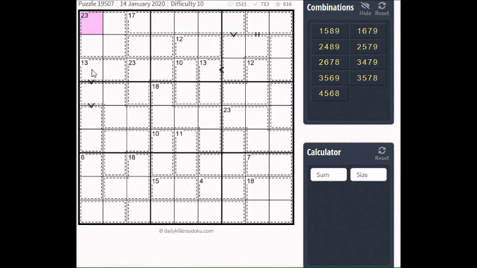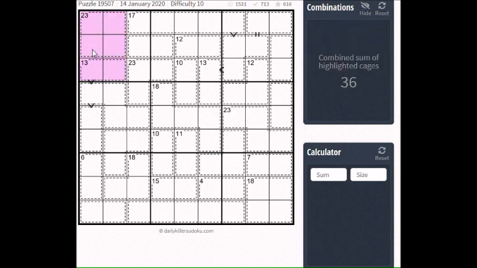Now note that the sum here is 36, so the sum here is 9, where the 23 here would lead us to a 6 here, because neither 8 nor 10 could be, nor 9 could be there. Here we have 8 9, and here we have 8 9.